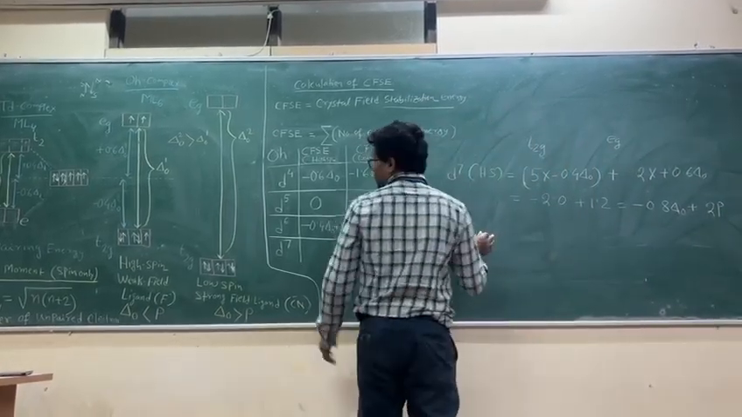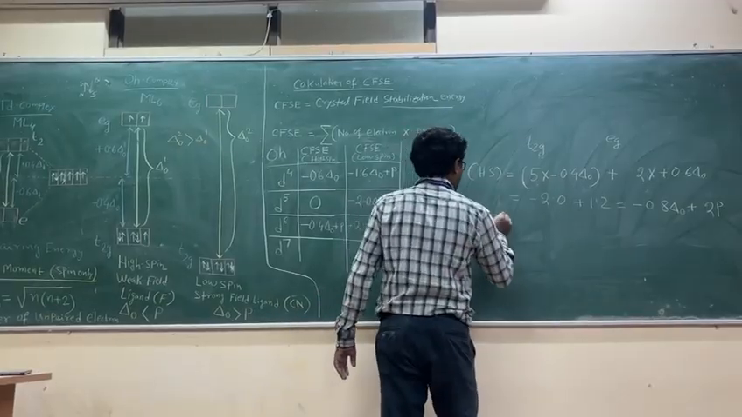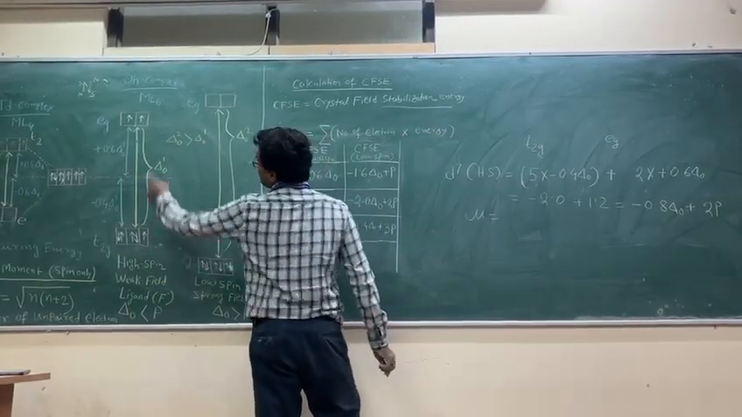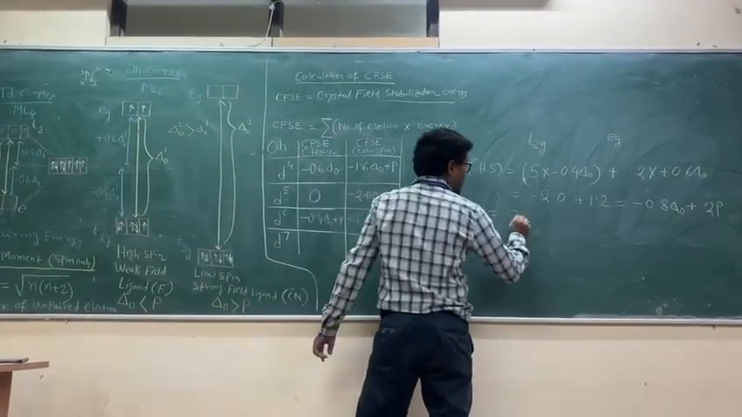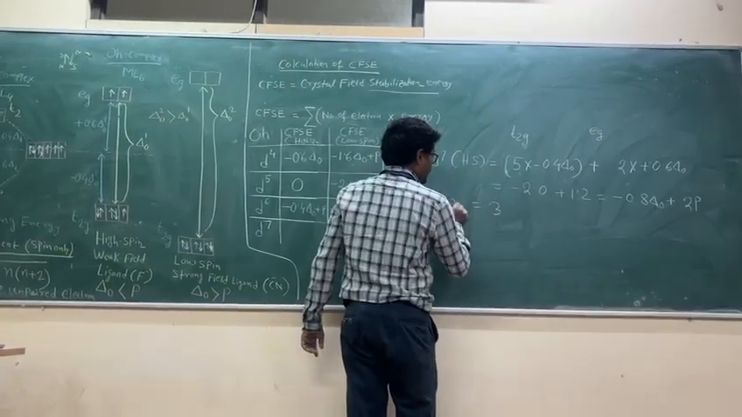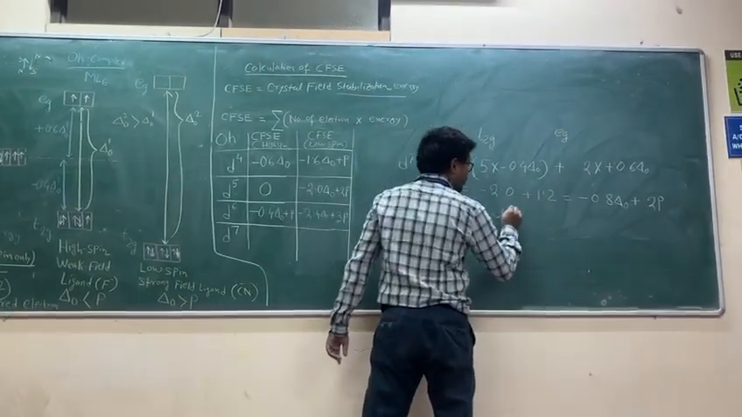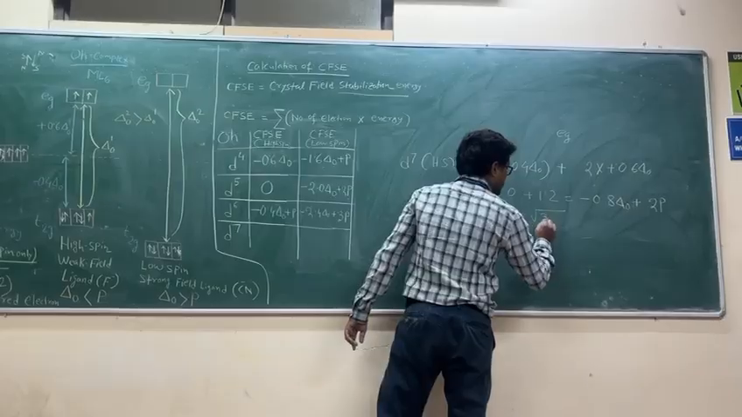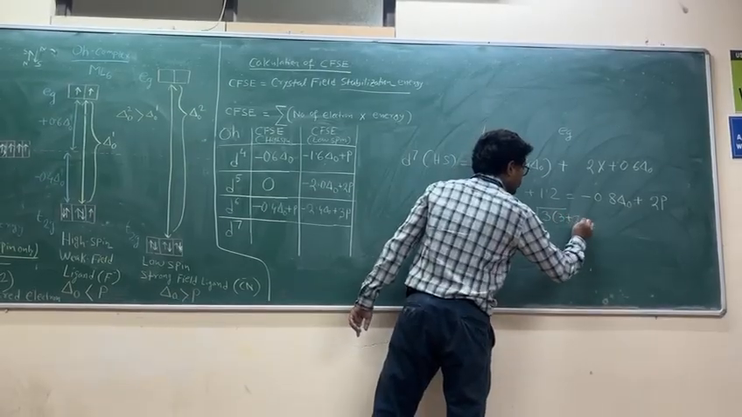And the magnetic moment you can also calculate. The mu value here: there are 1, 2, 3 unpaired electrons. So n equals 3. So mu will be root over n into n plus 2.